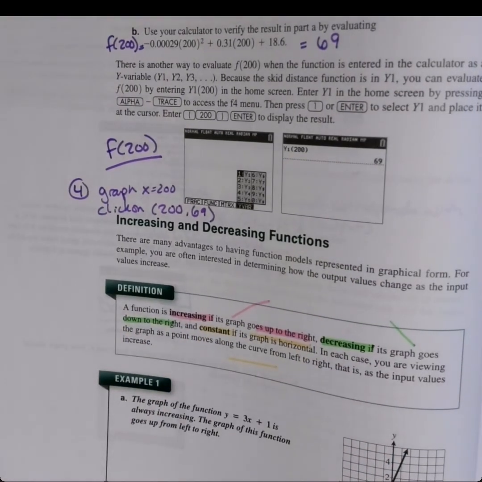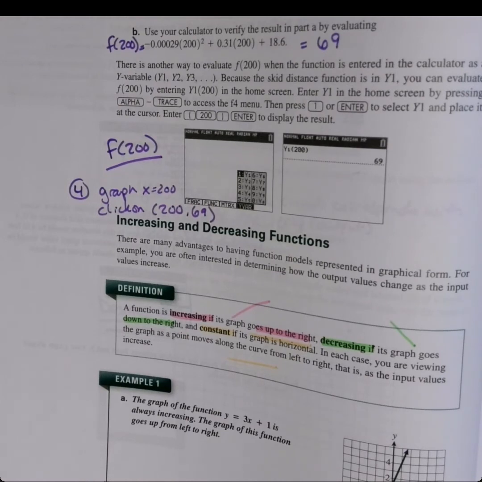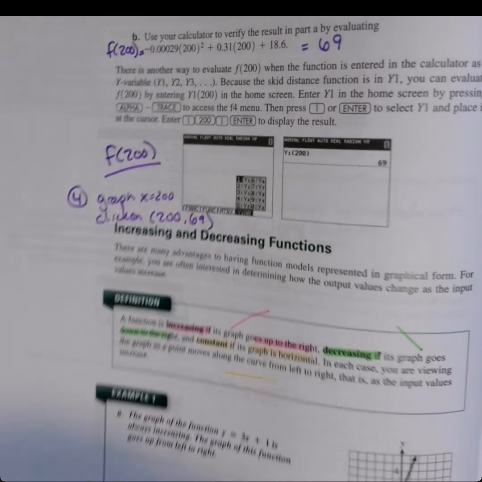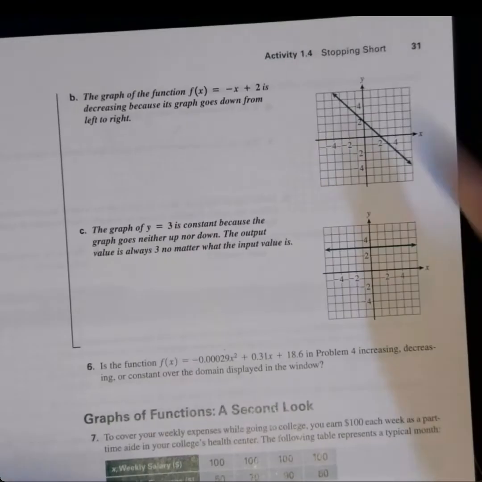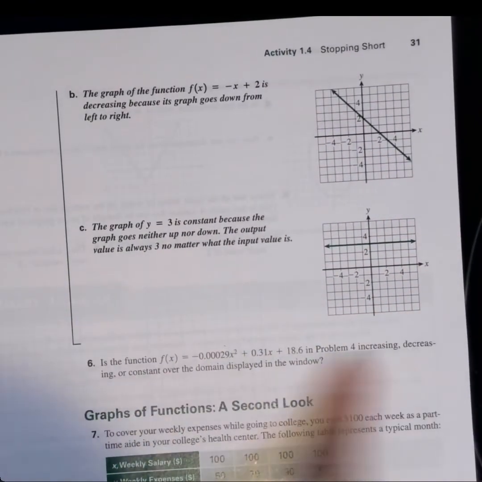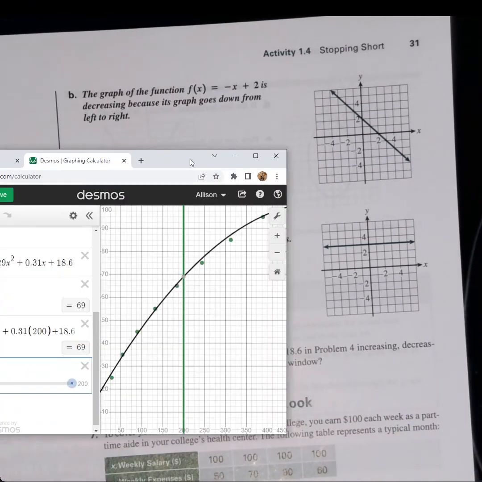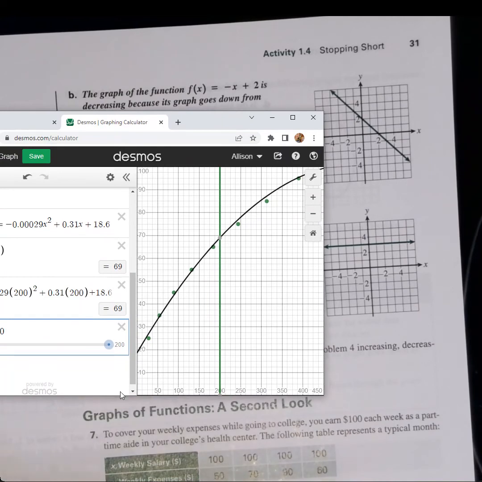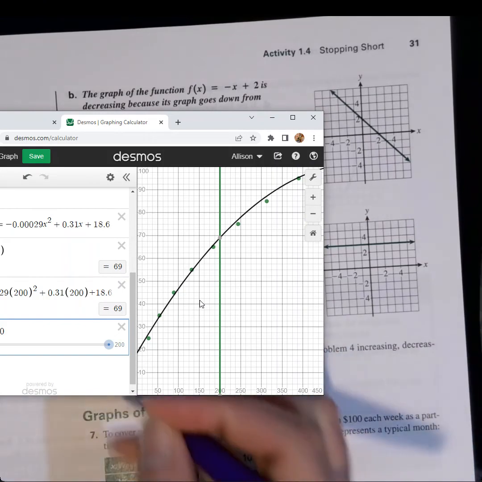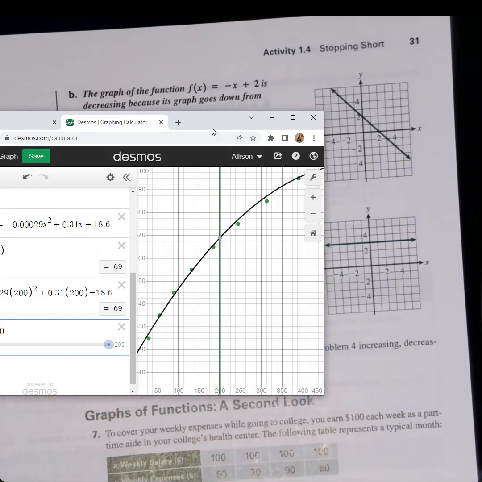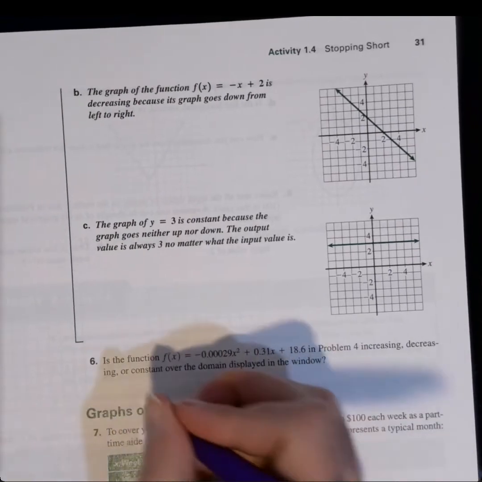Now, in each case, you're viewing a graph that moves from left to right, so as the input values increase. So increasing, decreasing, constant. Is this function increasing, decreasing, or constant over the domain displayed in the window? It's increasing, right? It's not increasing in a straight line pattern, it's increasing in a curve, but it's going up the whole time in this window. So it is increasing in this window.